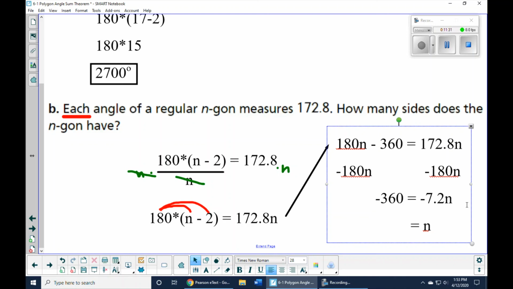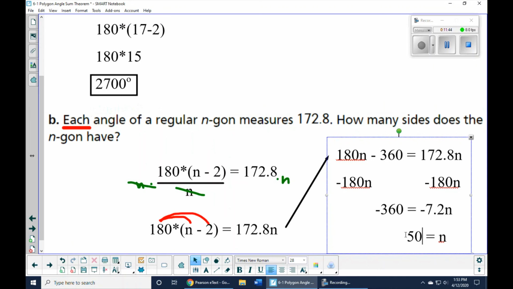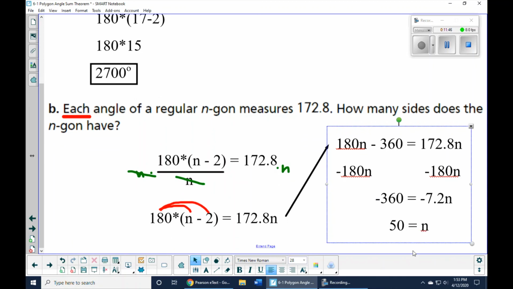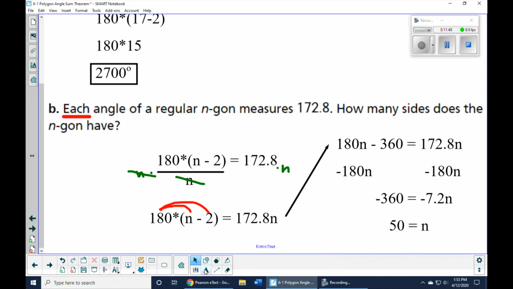Let's do it. 360 divided by... whoops. What is going on? Sorry about this, everybody. Okay, it comes out to 50. So there would be 50 sides on that shape. Okay, it takes a little bit of time to get that one done, but that's an important one.